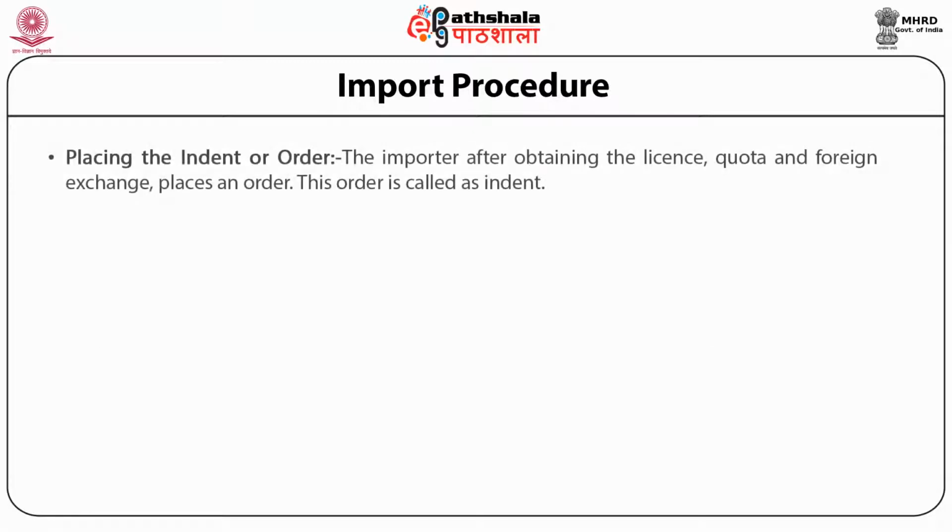Next step is placing the indent or order. Importer, after obtaining the license, quota, and foreign exchange, places an order. This order is called as indent. The indent are of three types. One is open indent, closed indent, and third is confirmatory indent.